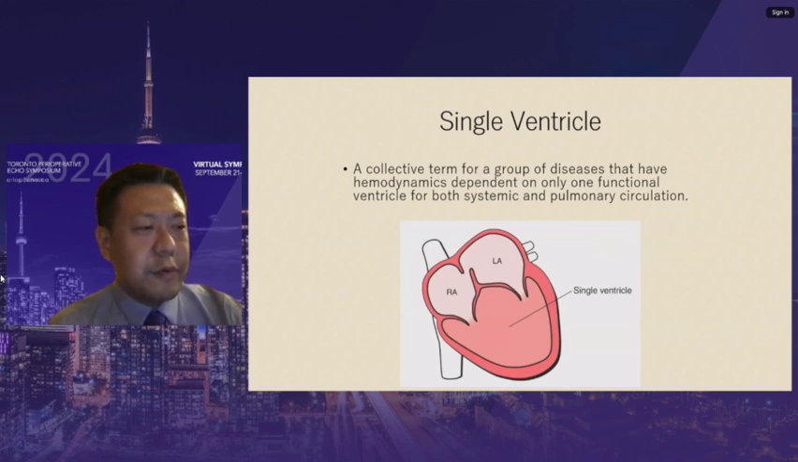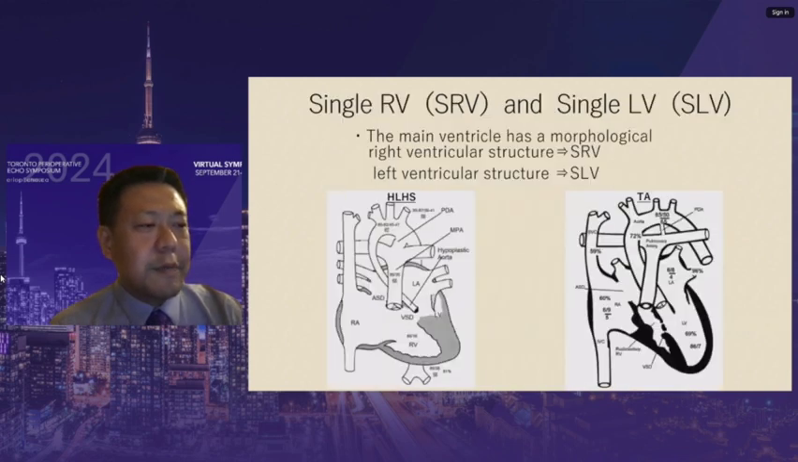Next, we will move on to discussing treatment strategies for single ventricle condition. Single ventricle is a collective term for a group of diseases that have hemodynamics dependent on only one functional ventricle for both systemic and pulmonary circulation. Next slide. If the main ventricle is a morphologic right ventricle, it's called a single right ventricle. If it's a morphologic left ventricle, it's called a single left ventricle. Next slide.